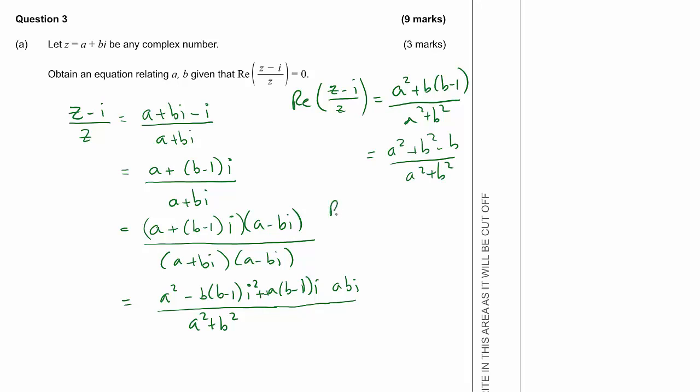So if the real part of z minus i over z is equal to 0, then we get a squared plus b squared minus b, which is the numerator here, is equal to 0.